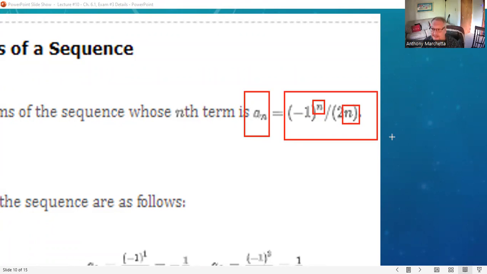So if it's a sub 1, you just put a 1 in each position of n and do your math. Then you'll find out what the first term is. If you want to find the second term, a sub 2, just put a 2 everywhere you see n and do your math and you'll get your answer. This is what it looks like when you do all that.